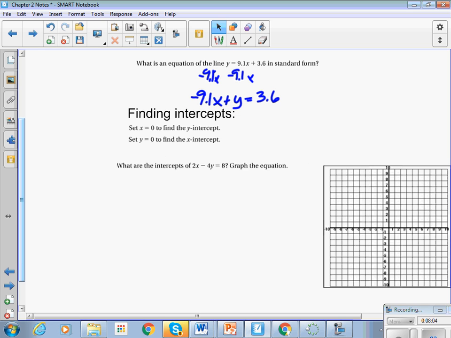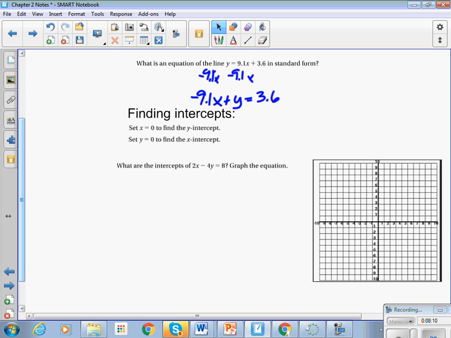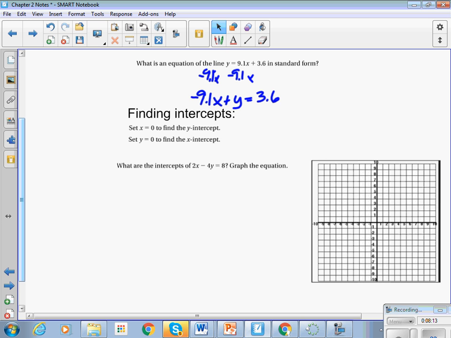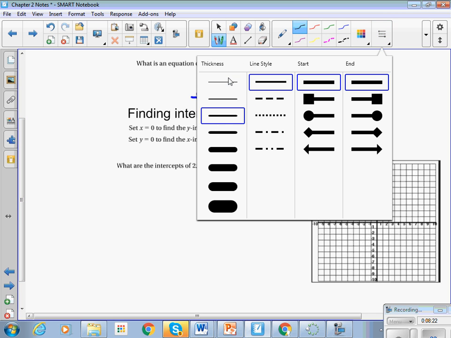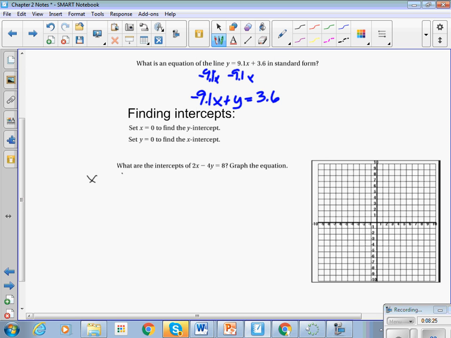So if we look at this example, what are the intercepts of 2x minus 4y equals 8? And then we're going to graph the equation, and we're going to graph based on our intercepts. The first one that we're going to do is find the x-intercept. We do that by taking our equation and letting y equal 0. Where my y appears in my equation, I'm going to put a 0 in instead, and then I just solve for x.